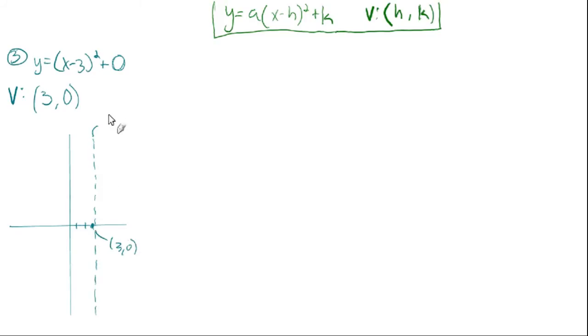Here's our axis of symmetry. It is a vertical line. Vertical lines are x equals equations, right? Because x is always the same on this vertical line. It's always 3. X equals 3 is the line of symmetry.